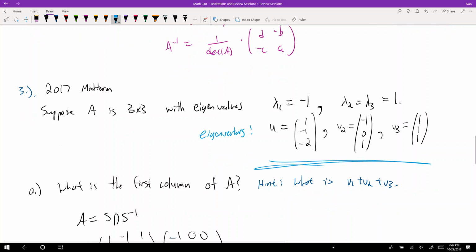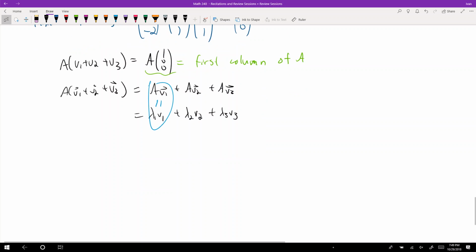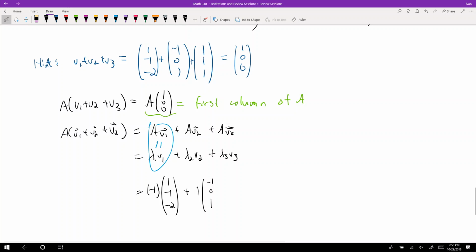Okay, so what do we have to do now? Well, now all we do is, okay, lambda 1 was negative 1, and then we multiply that by our eigenvector. Okay, lambda 2 was 1 times V2. All right, and then lambda 3 was also 1 times V3.